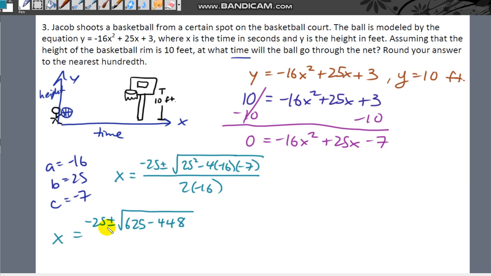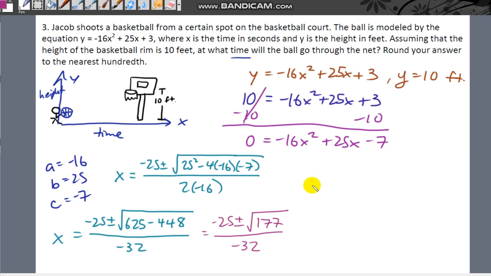Next we divide by 2a. 2 times negative 16 is negative 32. Now let's simplify this. We have negative 25 plus or minus the square root of 625 minus 448, which is 177, and we divide that by negative 32.